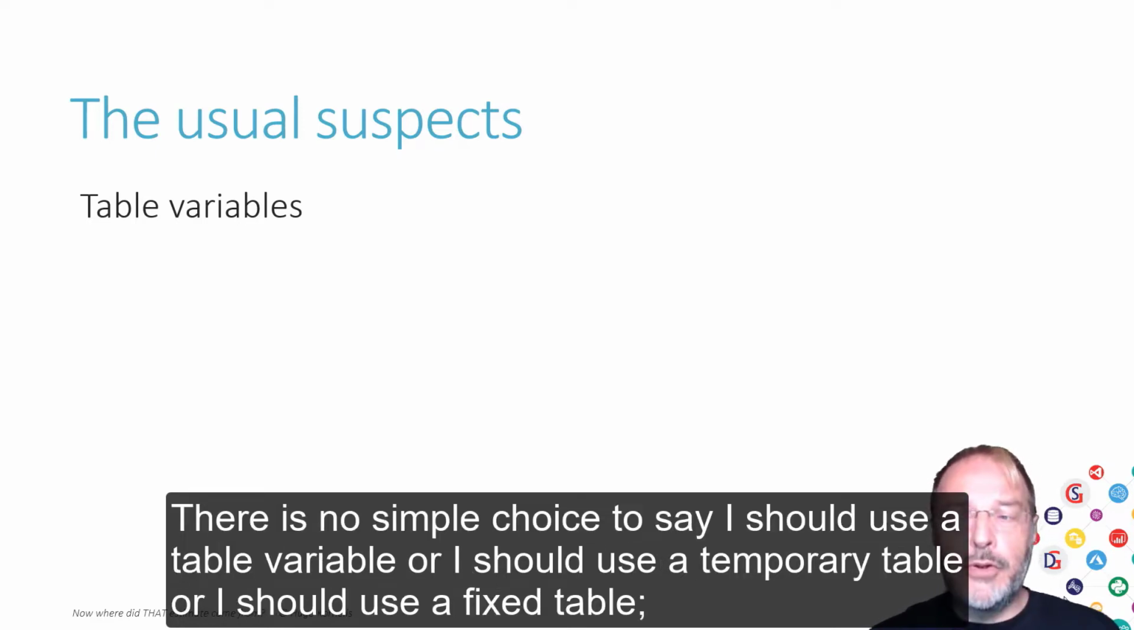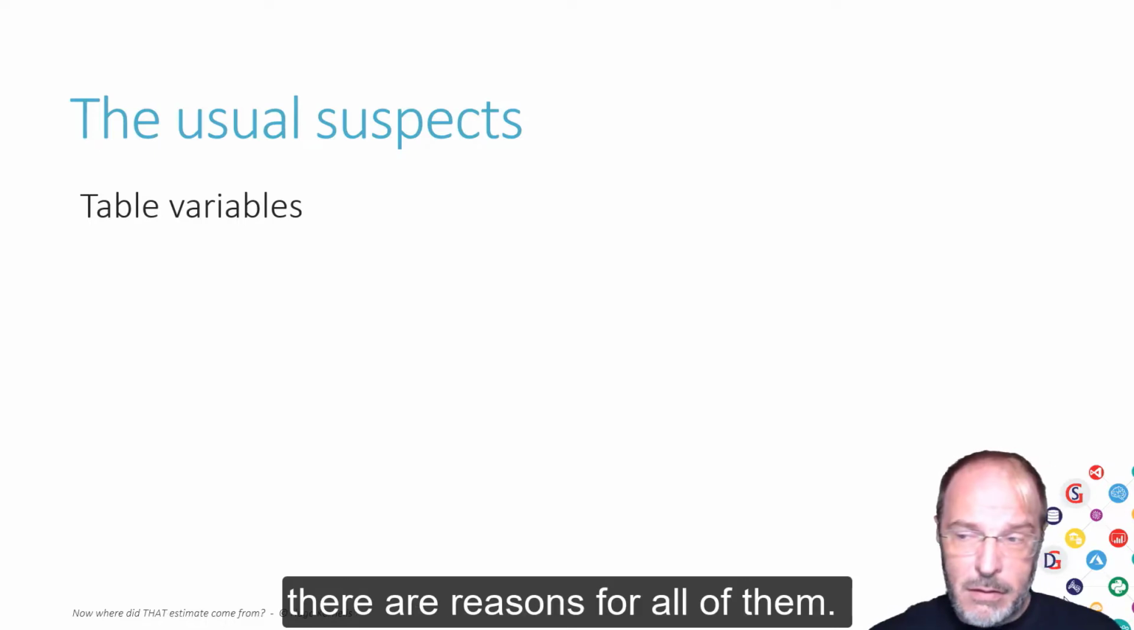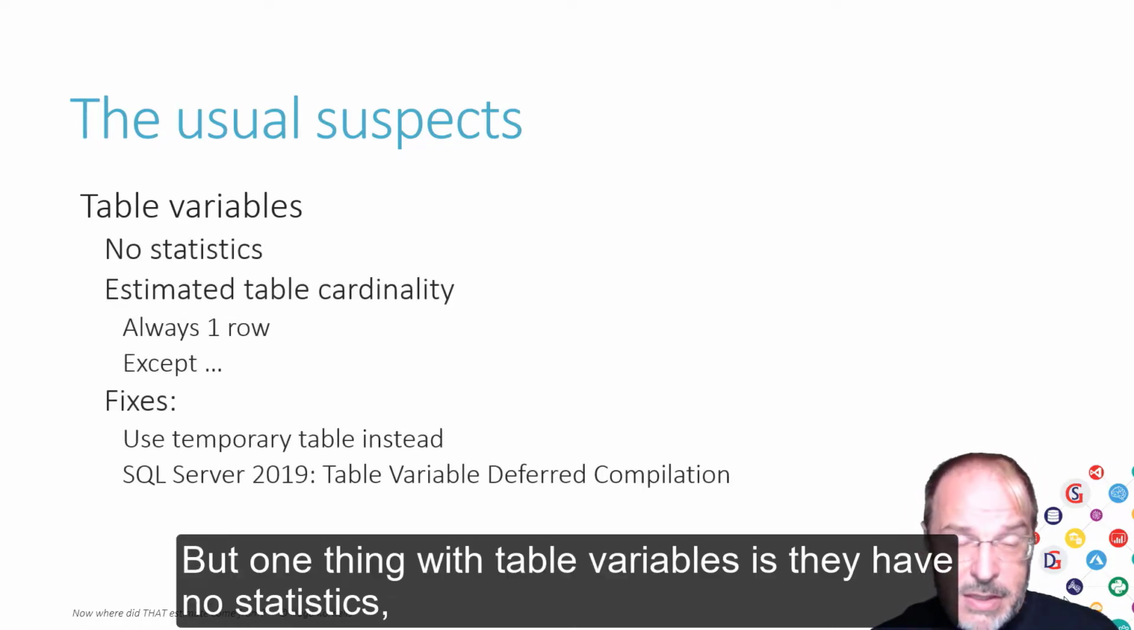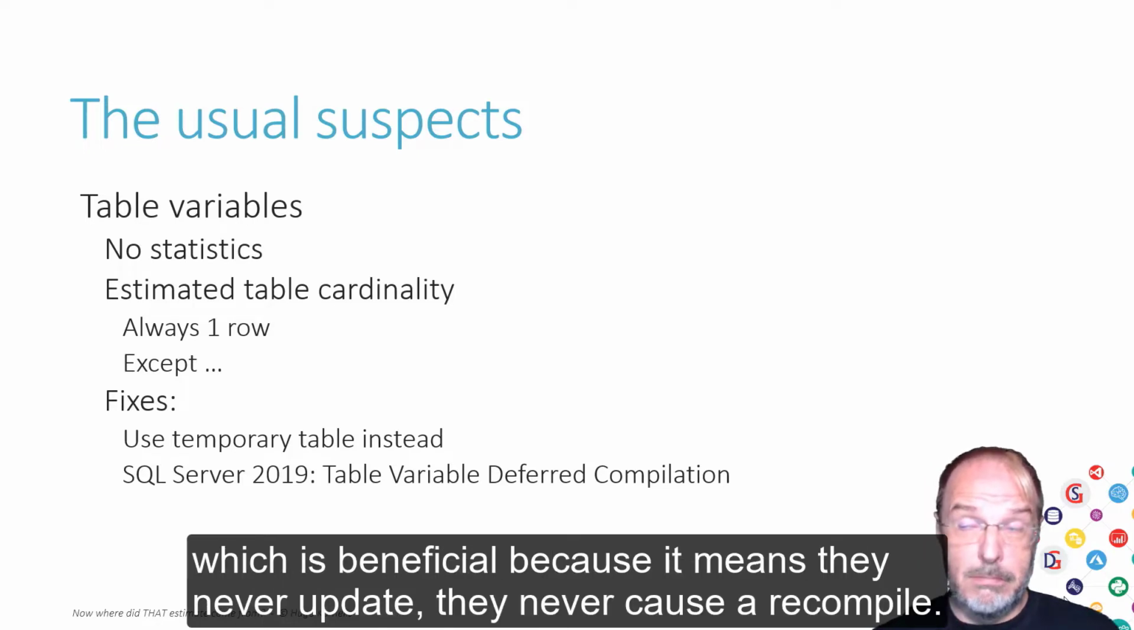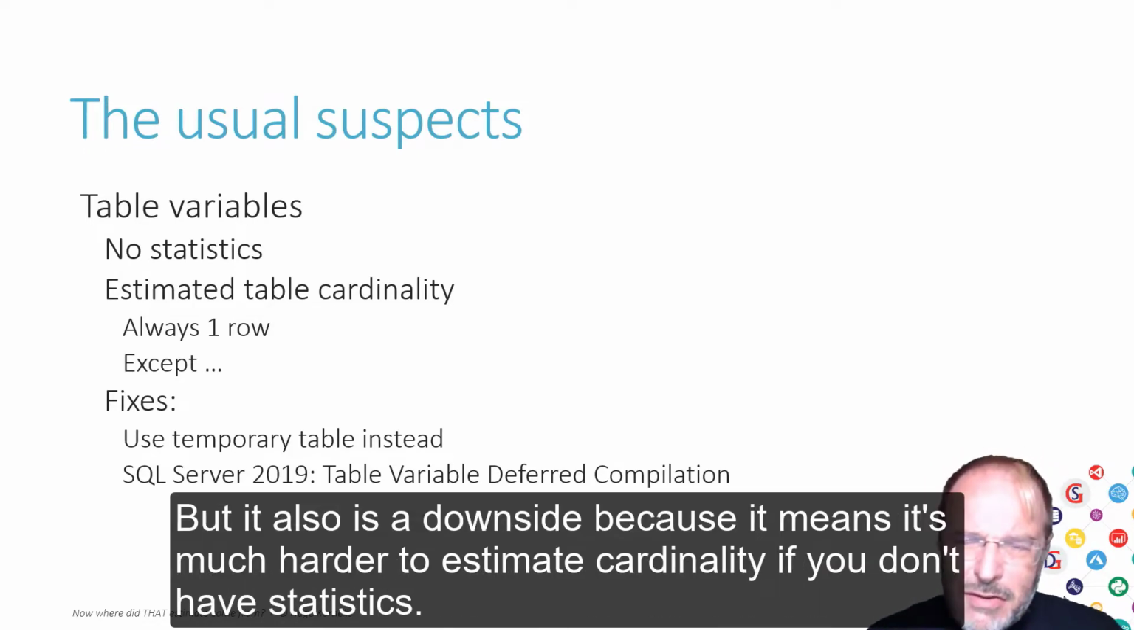There is no simple choice to say I should use a table variable or I should use a temporary table or I should use a fixed table. There are reasons for all of them. But one thing with table variables is they have no statistics, which is beneficial because it means they never update, they never cause a recompile. But it also is a downside because it means it's much harder to estimate cardinality if you don't have statistics.